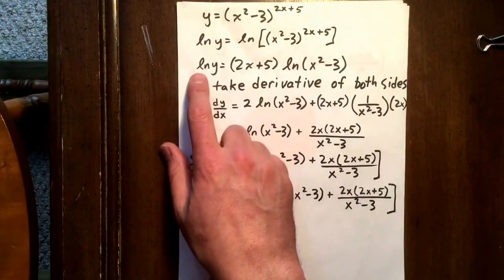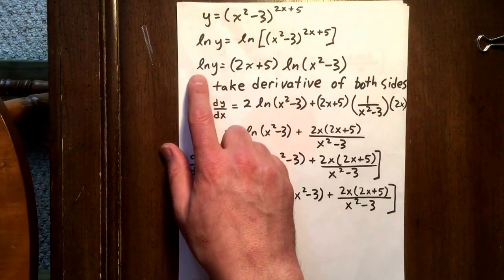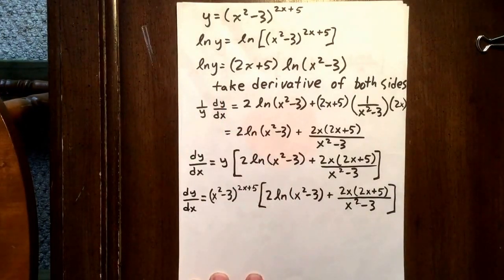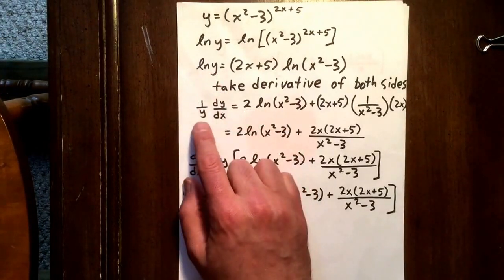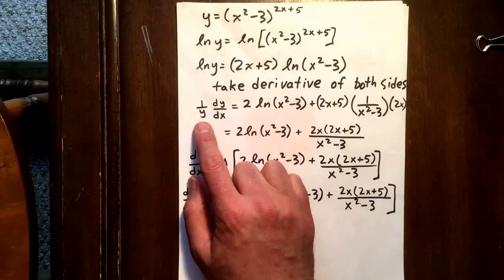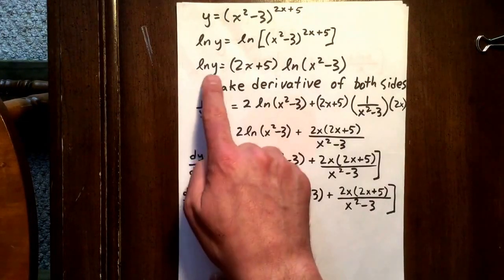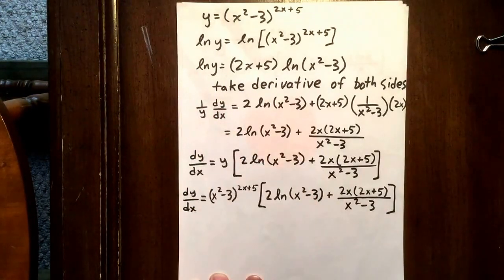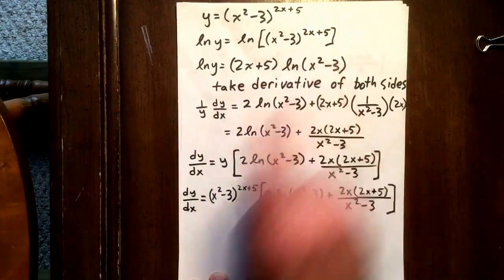Well, we know the derivative of ln x is 1 over x. So therefore the derivative of ln y is 1 over y times dy/dx. It's a chain rule. If the derivative of ln x is 1 over x, then the derivative of ln of a block is 1 over the block times the derivative of that block with respect to x. The derivative of ln y is 1 over y times the derivative of y with respect to x. Now we have to determine the derivative here.